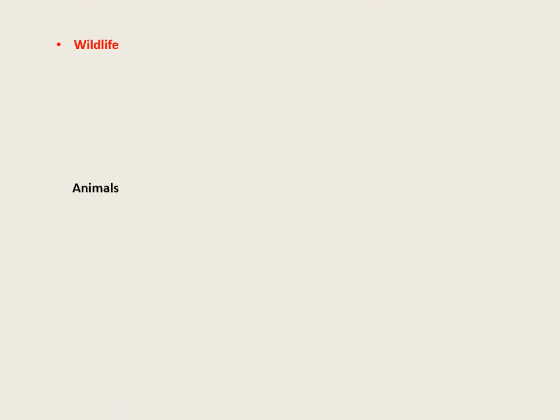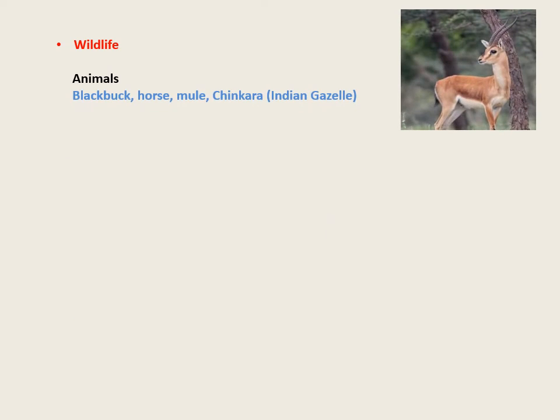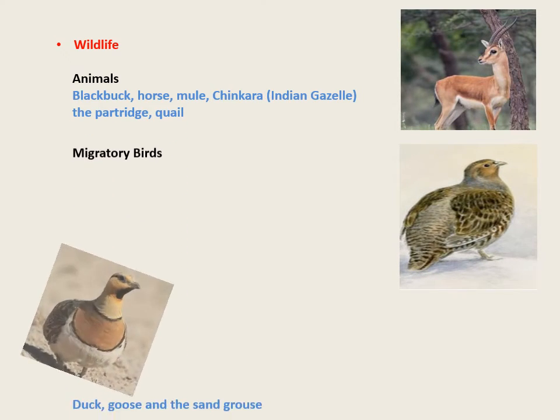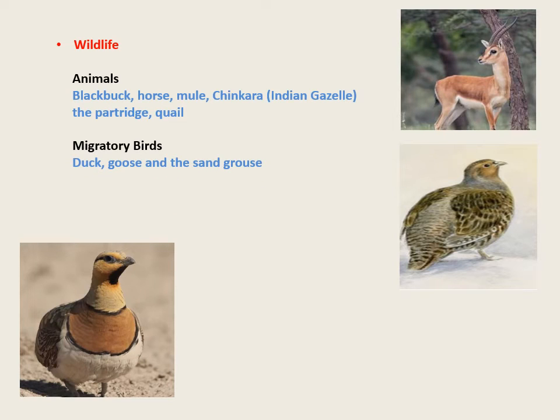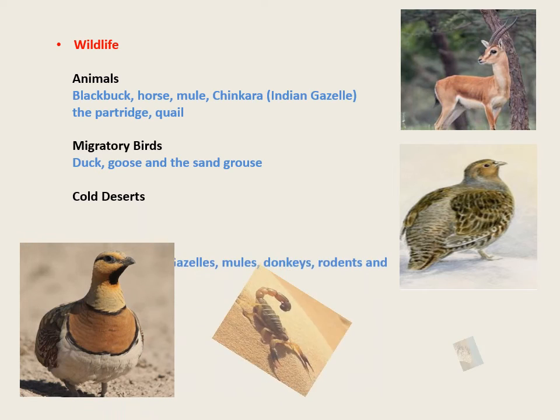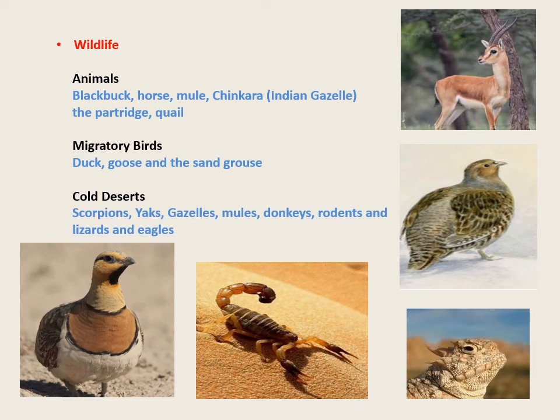Wildlife. Wildlife found in the tropical deserts includes the black buck, the horse, the mule, the chinkara, the great Indian gazelle, the partridge, and the quail. Migratory birds such as duck, goose, and the sandgrouse can also be spotted at times. In the cold deserts, scorpions, yaks, gazelles, mules, donkeys, rodents, lizards, and eagles are common.